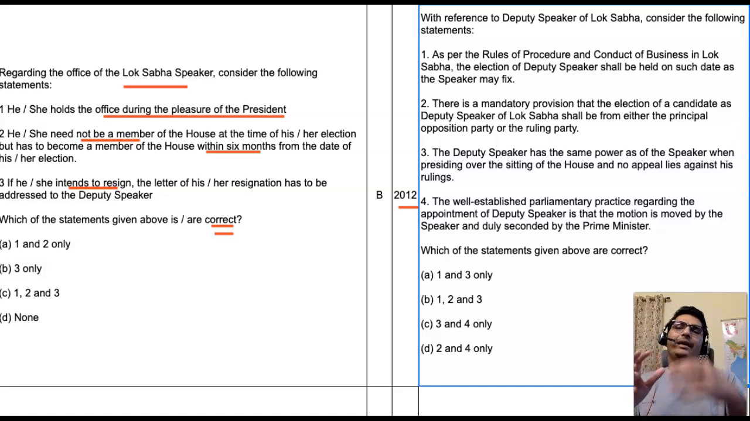So these kind of things, if they can be asked about speaker, the same things can be asked about deputy speaker also. Similarly, if something has been asked about the president of India, the same things can be asked about the vice president also, right? So this extrapolation you have to do. Around 5 questions are there on the issue of speaker and deputy speaker, which have been asked in the previous year questions so far. I will put all of these 5 questions in the PDF.